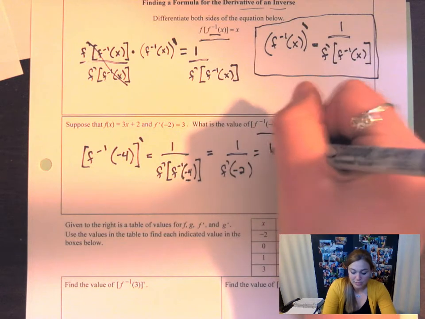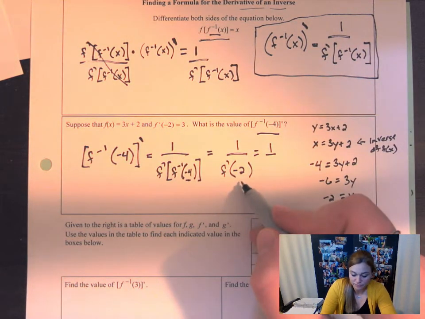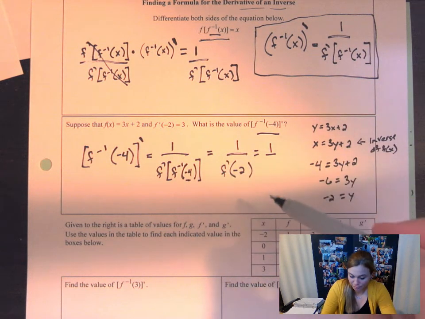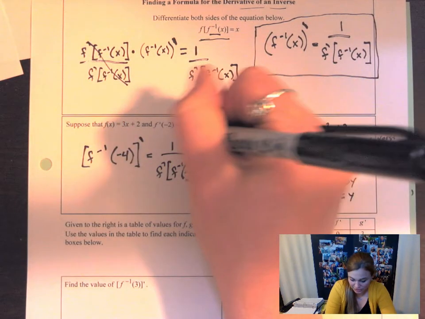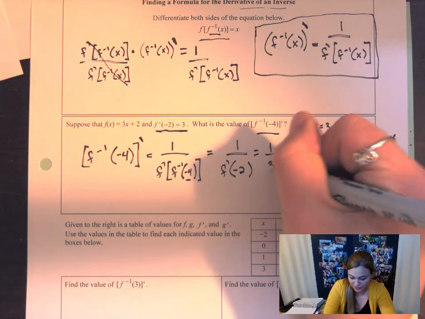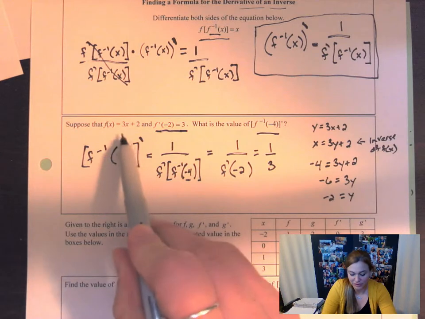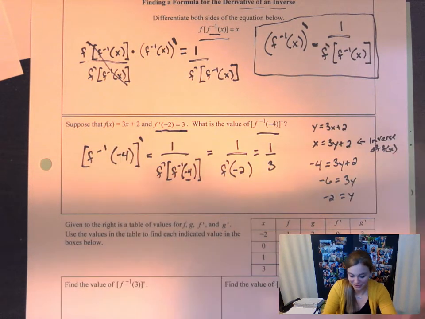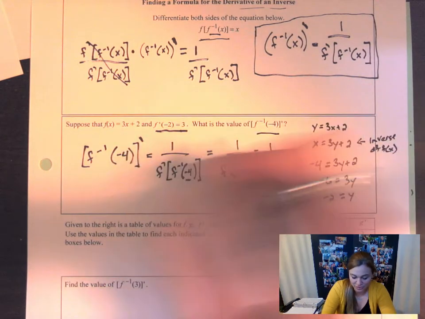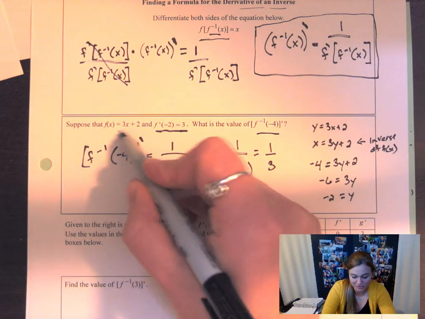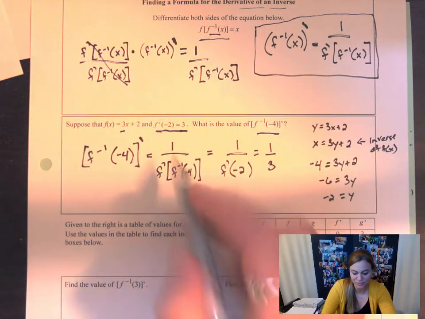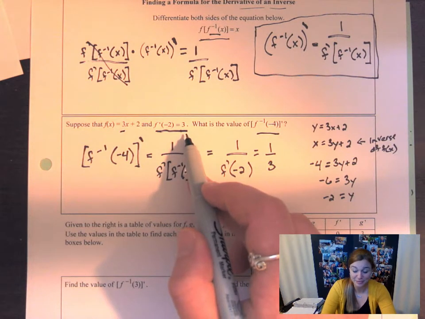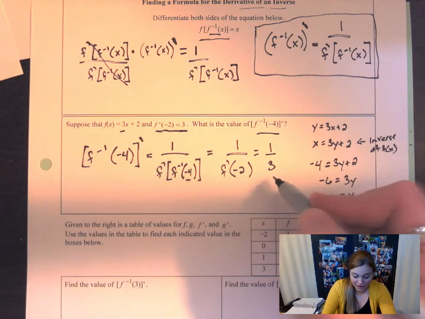F prime of -2. F prime of -2 is given to me. That's so nice. Also, we could have figured this out because the slope of the tangent at any point is going to be, I'm sorry, not 1/3. The slope is going to be 3 because y equals mx plus b. So this part didn't even really need to be given to me, but it's a gift. So we've got 1/3.